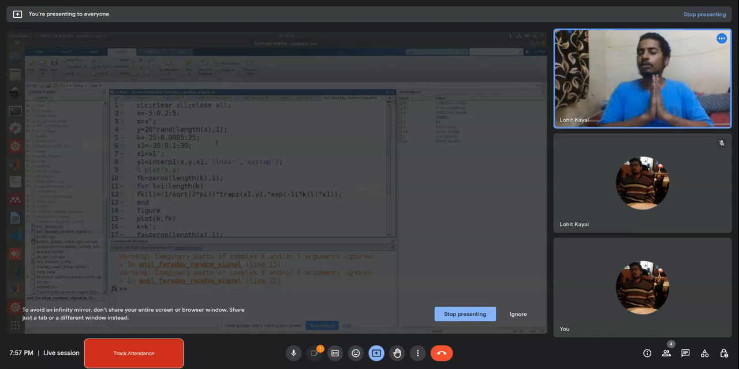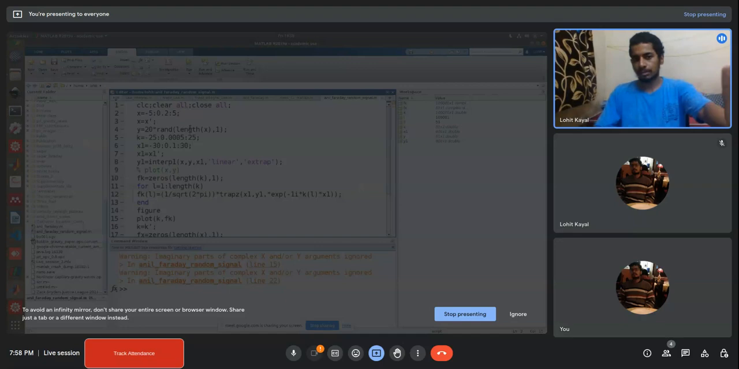So now remember the original formula. The limit was minus infinity to infinity. Now my original value is from minus 5 to 5. So I wanted a larger value of x, a larger set of data points, but I do not have that. So in order to do that, I have used extrapolation.